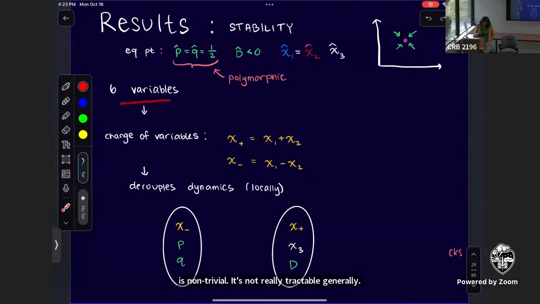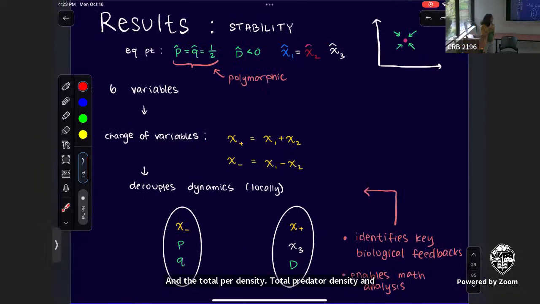But what we do is a change of variables where we have the total prey density and then the difference between the two prey densities. And that allows us nicely to decouple the dynamics, at least locally, into the dynamics of the difference between the two prey and the allele frequencies, and the total prey density, total predator density, and the linkage disequilibrium. So this is cool because it helps us identify some key biological feedbacks here. So decoupling into 2 sets of separate equations also enables it to be analytically tractable.